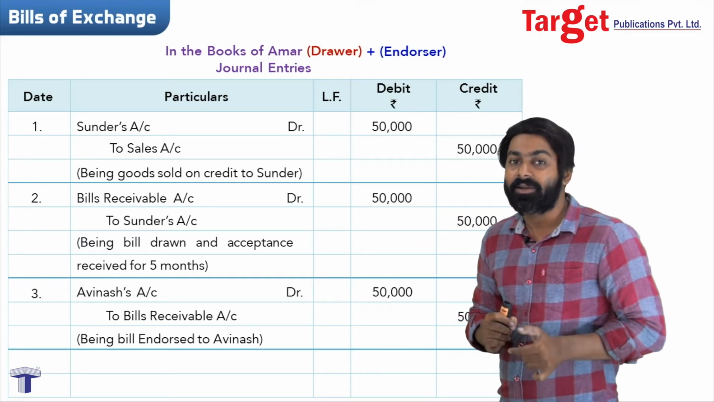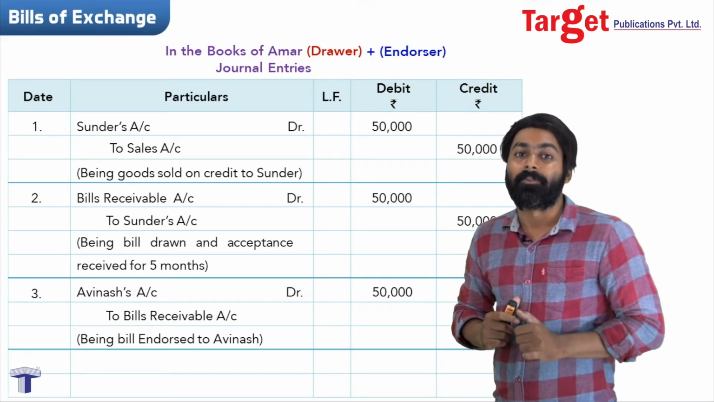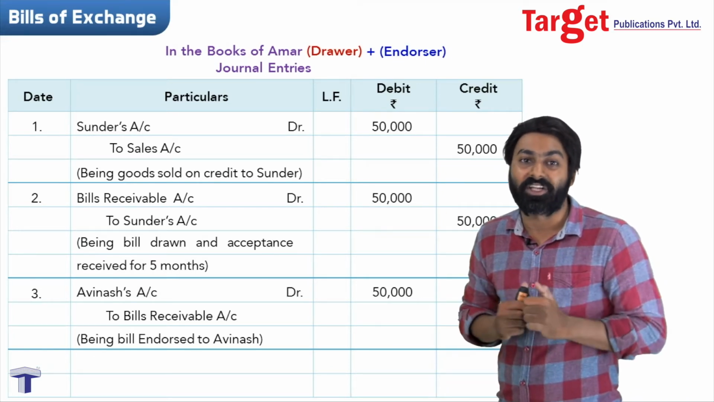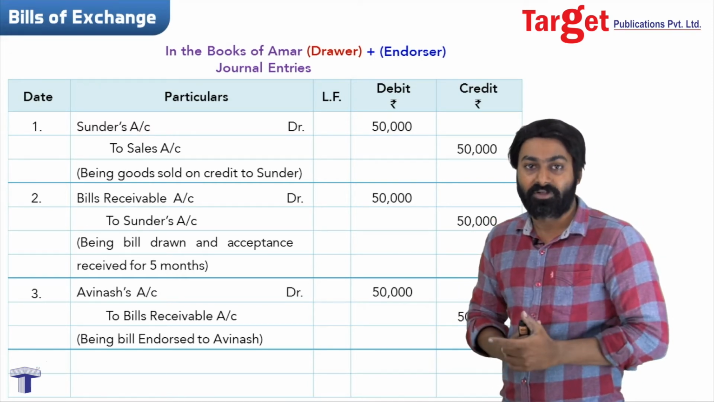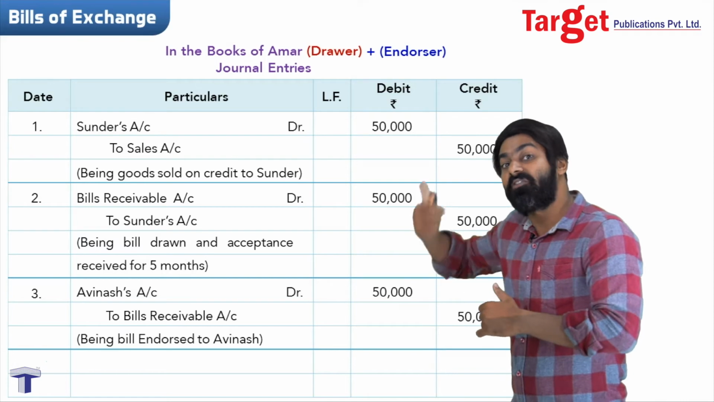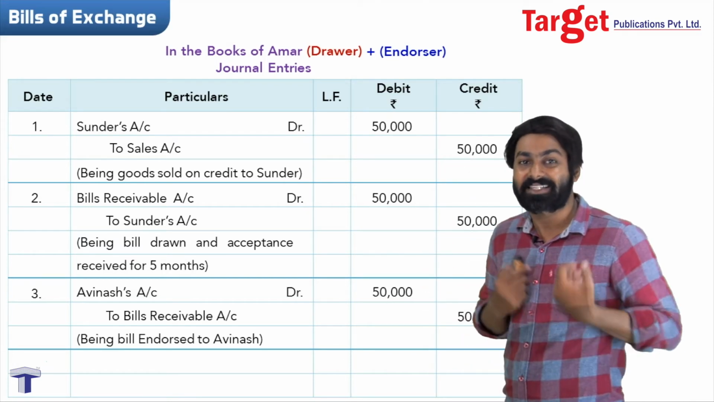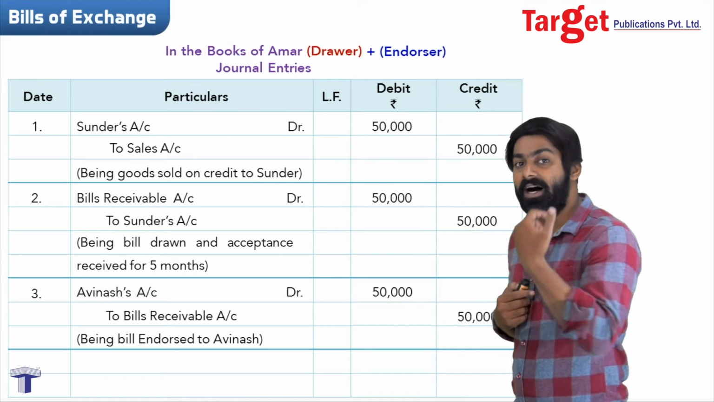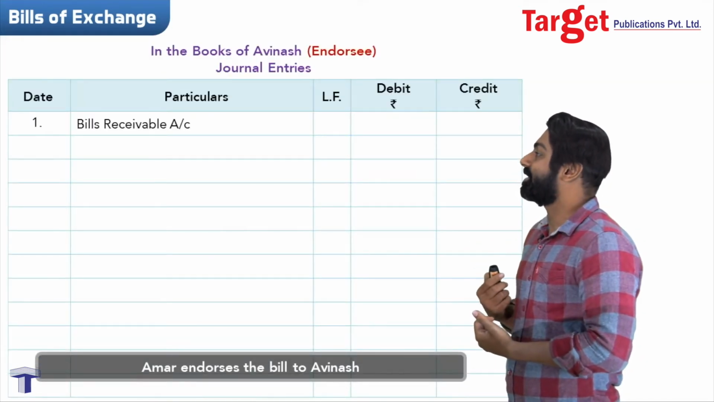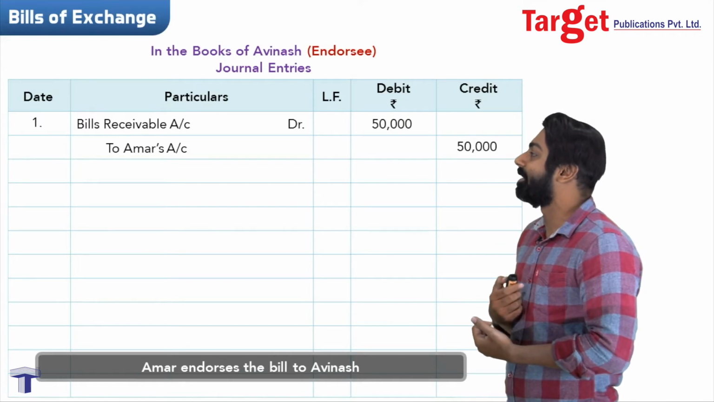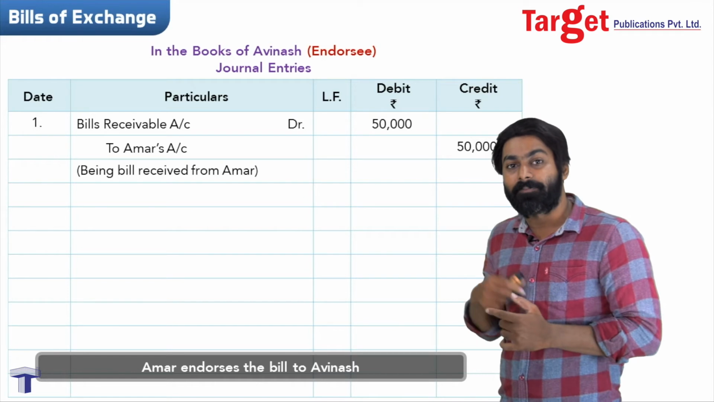Now, do you think there will be any entry in the books of Sundar, the drawee? No. Why? Because the drawee is not at all involved in the transaction. The transaction takes place between Amar and Avinash. So, will there be any entry in the books of Avinash? Yes, of course, because Avinash is receiving acceptance from Amar. So now in the books of Avinash, the very first entry will come for receiving acceptance, Bills Receivable account debit to Amar's account.